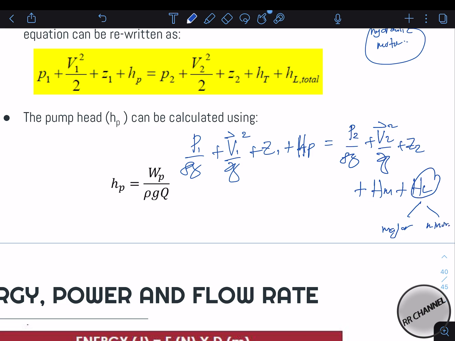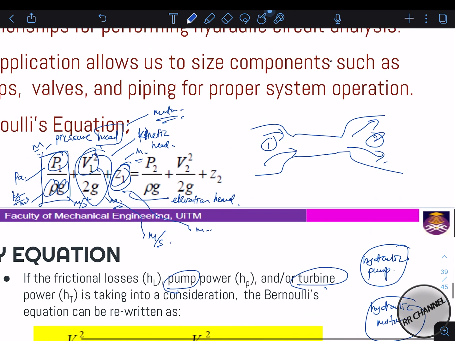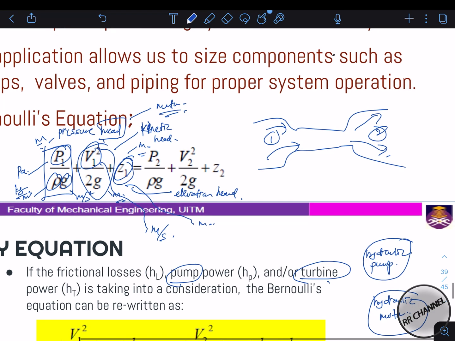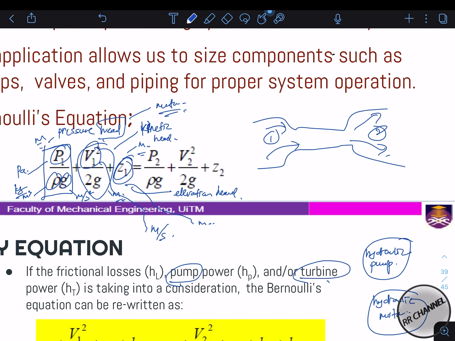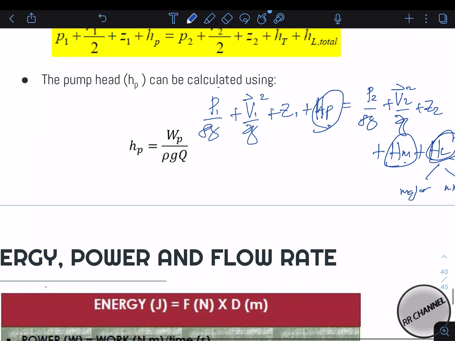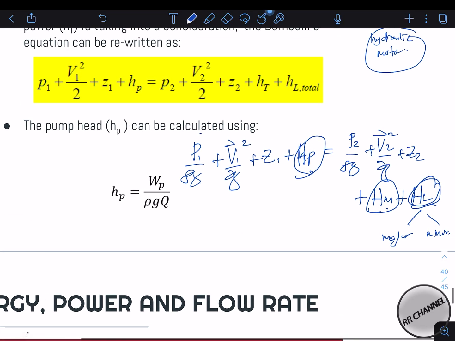Now your modified Bernoulli equation is P1 over rho g plus V1 square over 2g plus Z1 plus HP, which is the pump head here. While the right hand side of this equation becomes P2 over rho g plus V2 square over 2g plus Z2 plus HM, which stands for the hydraulic motor head, and also the head loss HL. So there are extra terms compared to the original equation, such as the pump head and the hydraulic motor head.